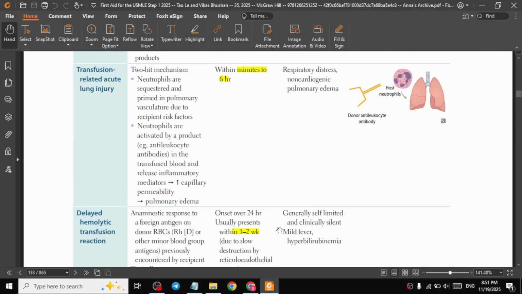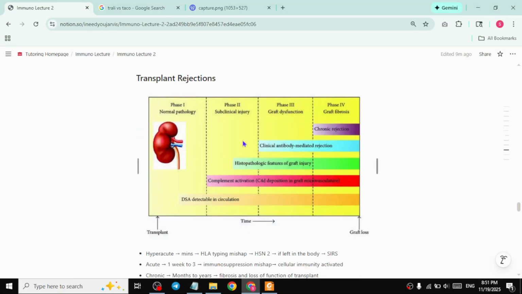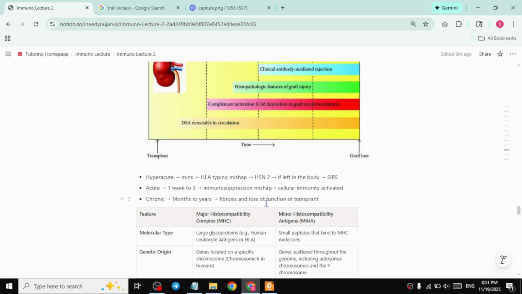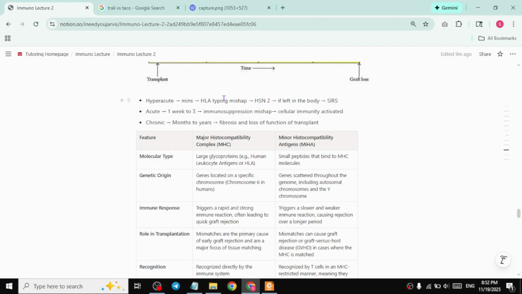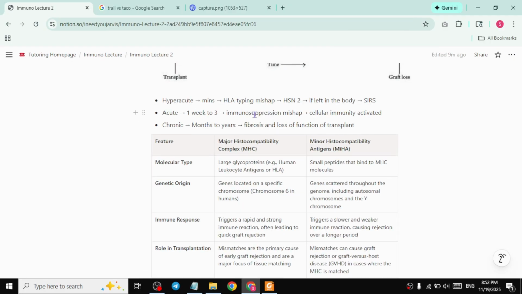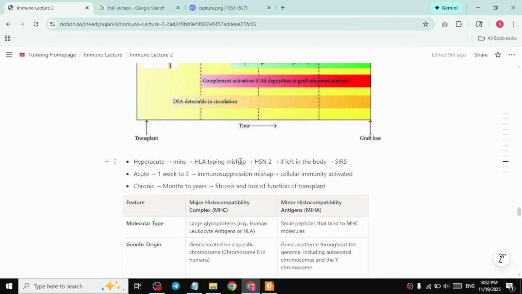Now that was transfusion. Next comes transplant. Transplant has its own timeline. The first thing you see is similar to what you saw with anaphylaxis. It's hyperacute and usually happens in minutes. But the reason is not just mast cells. The reason is an HLA typing mishap. Some system didn't account for the HLA being different in the donor versus the recipient. It wasn't compatible. They have free-floating antibodies, and they're going to destroy everything.